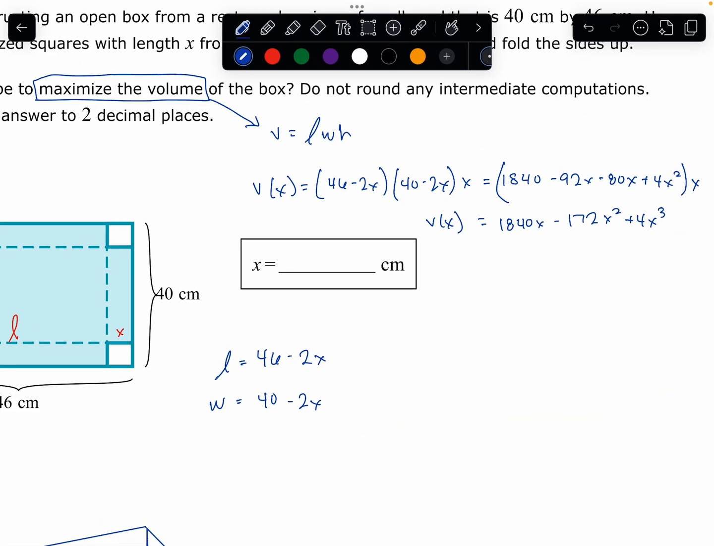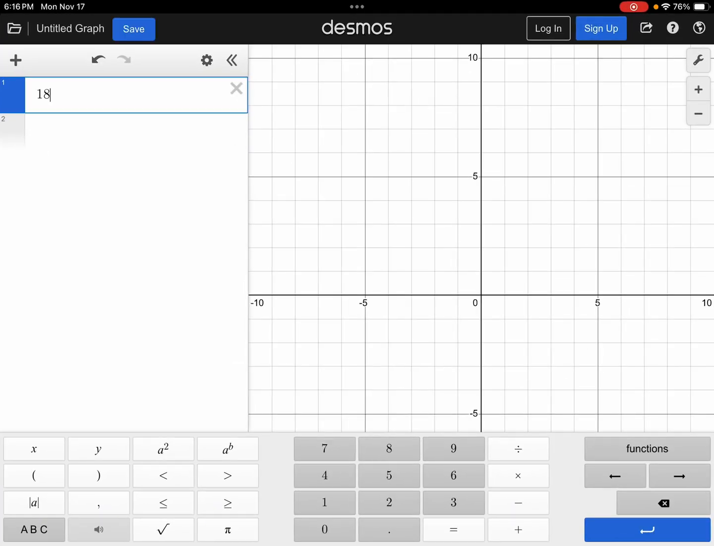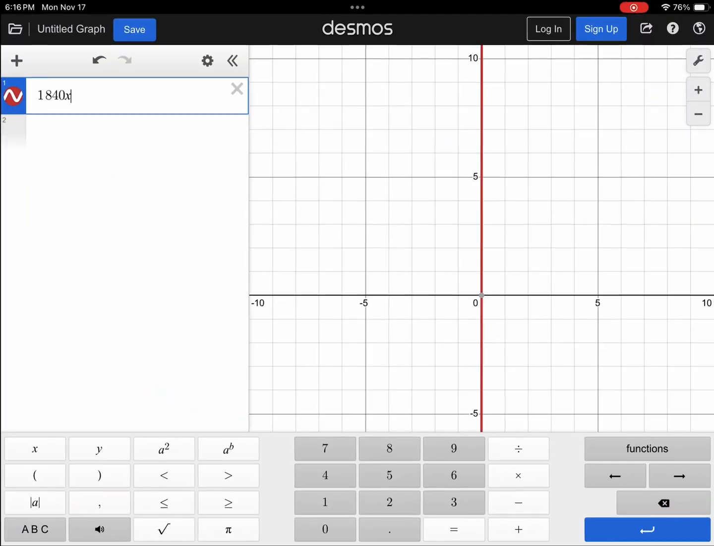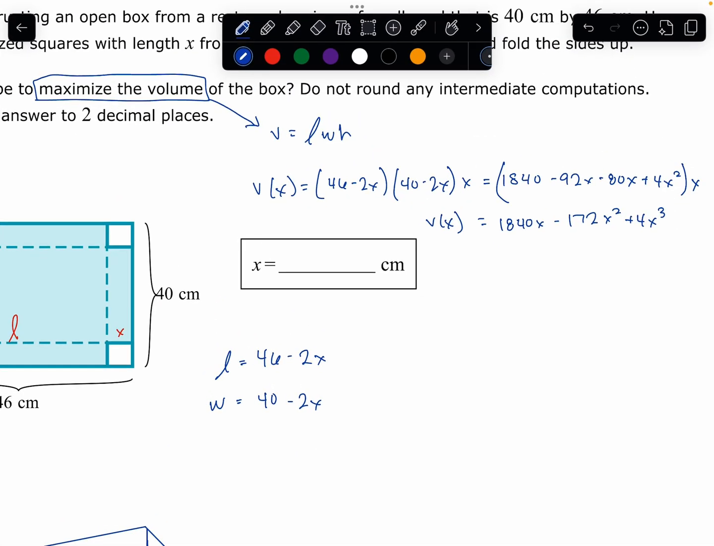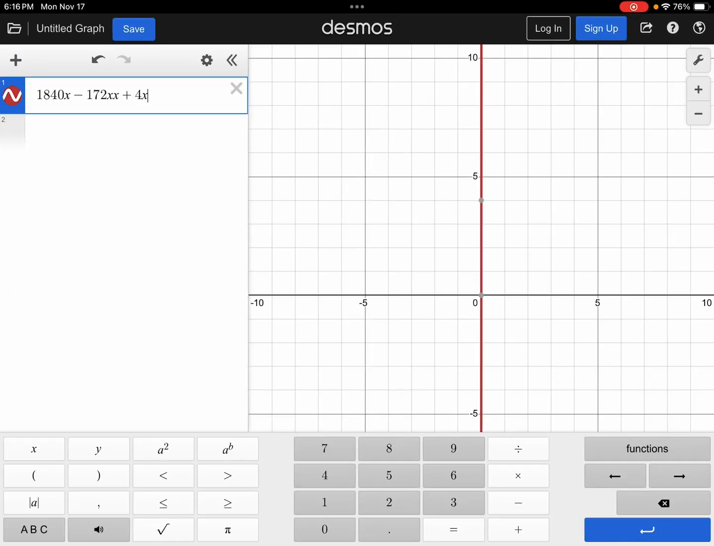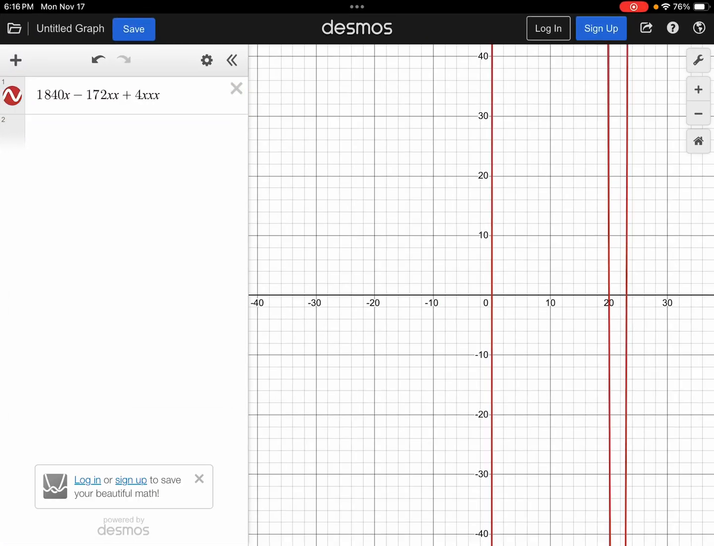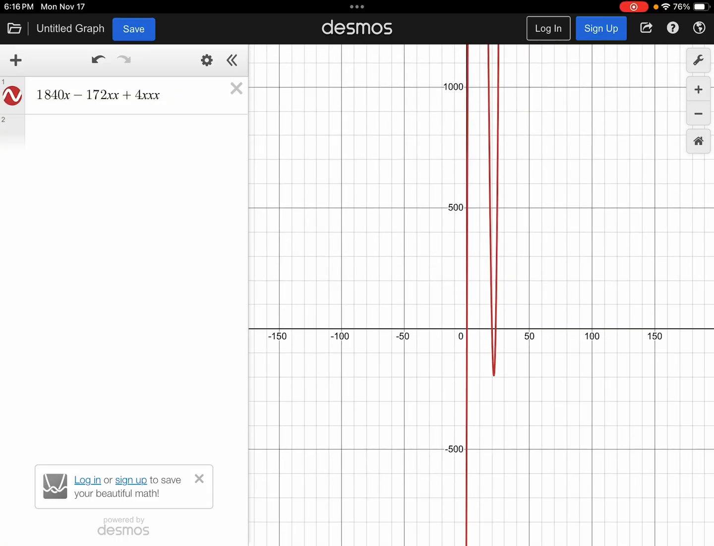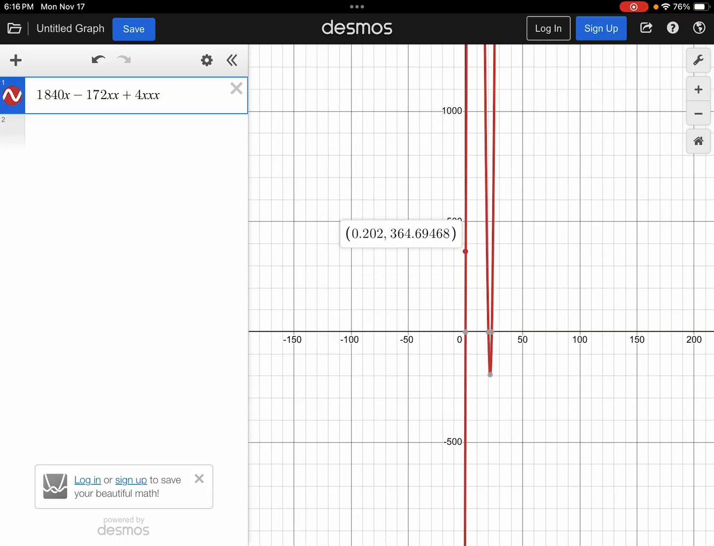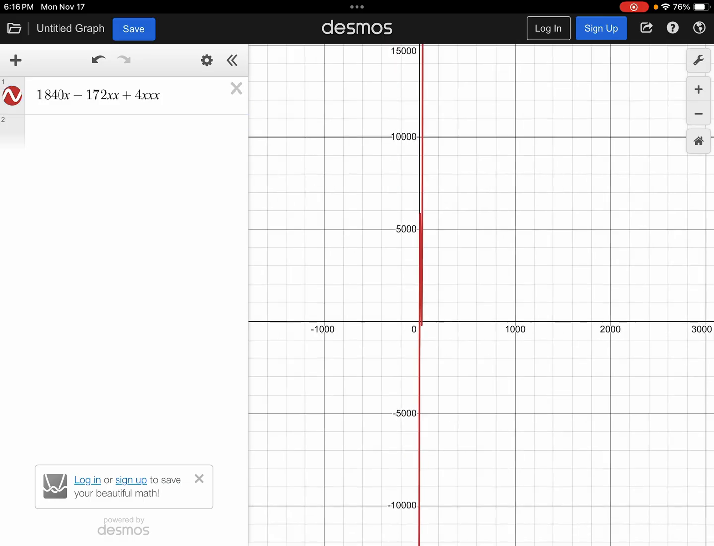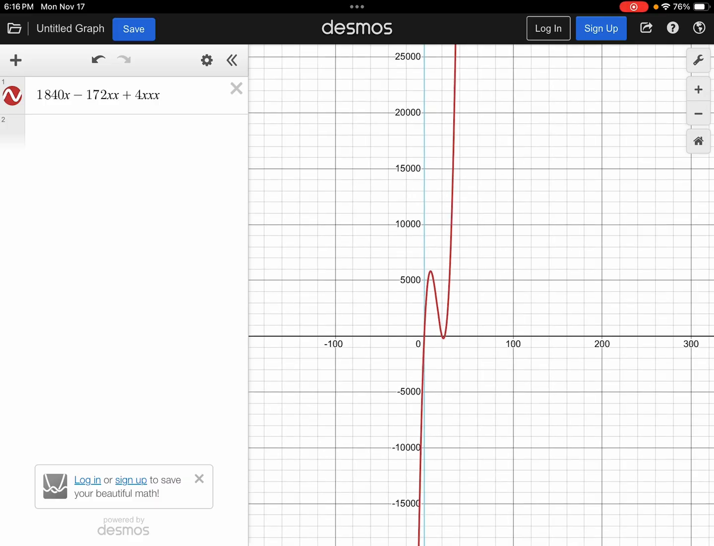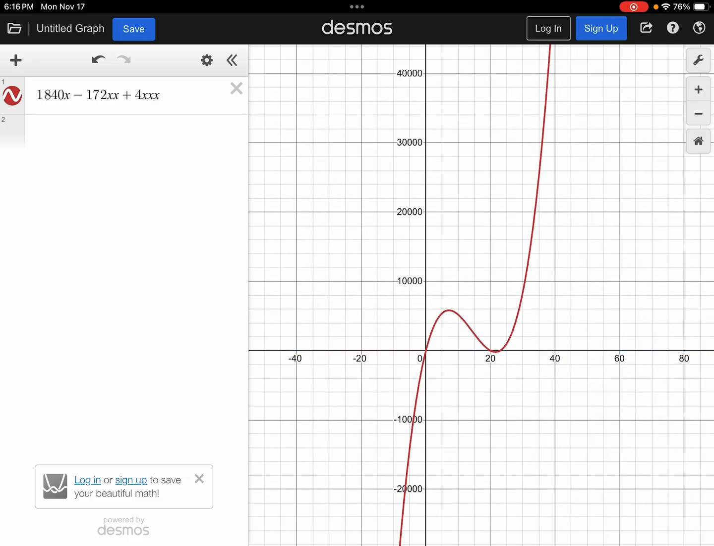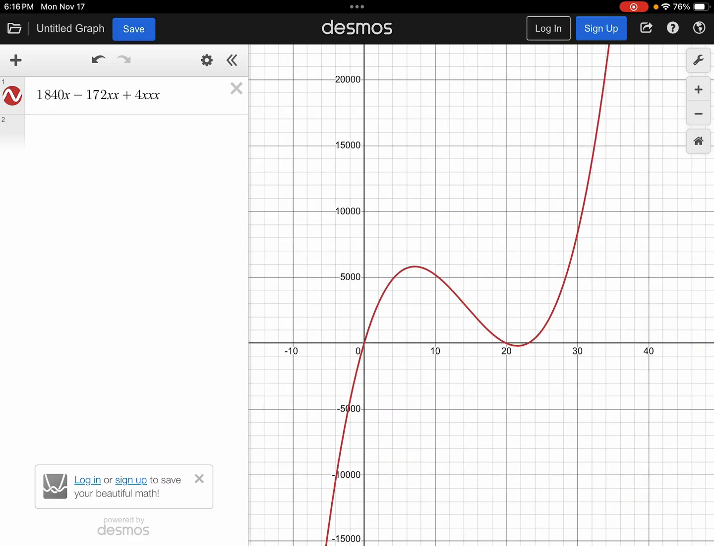So we have 1840x. Then we have negative 172, so minus 172x squared. And then we have plus 4x cubed, plus 4x to the third. Now we're going to have to really size down this graph right here because the numbers are very, very large. Let me size it down. All right, there we go. Okay, so here's this graph right here.